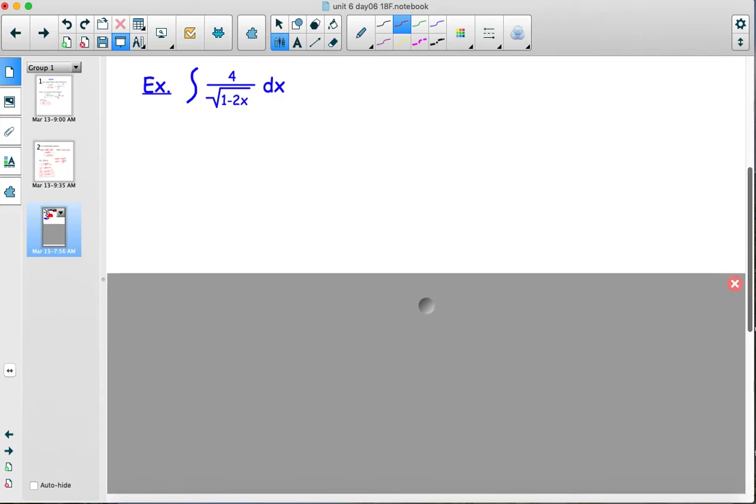Now hopefully you've done enough integrals at this point where you realize that maybe we should rewrite this as the integral of 4 times 1 minus 2x to the negative 1/2 power. Okay, so antiderivative. First of all, the 4 is just a constant. That'll be out in front. Now, we want to add 1 to the exponent. So negative 1/2 plus 1 is going to give me a positive 1/2. And I need to offset that by the reciprocal, so a positive 2 over 1. And then I have 1 minus 2x to the positive 1/2 power plus a constant.